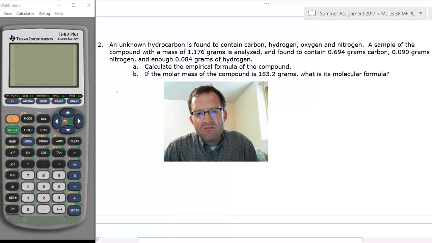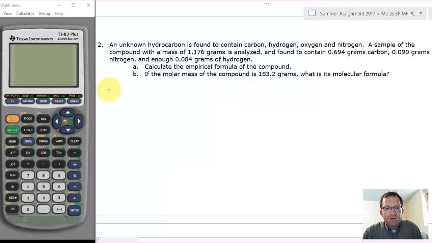I'm going to go through it just a little bit quicker because the process is more or less the same on this one, so I won't take a lot of time with it. But we'll start out with the first part of it. It says we've got a compound again containing 4 elements. So we've got carbon, hydrogen, oxygen, and nitrogen.